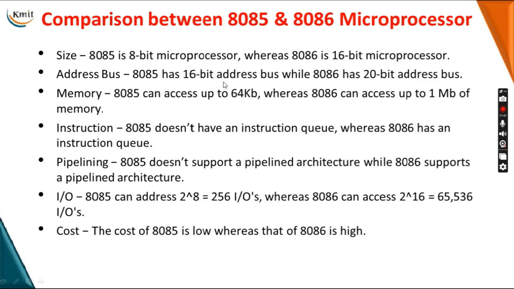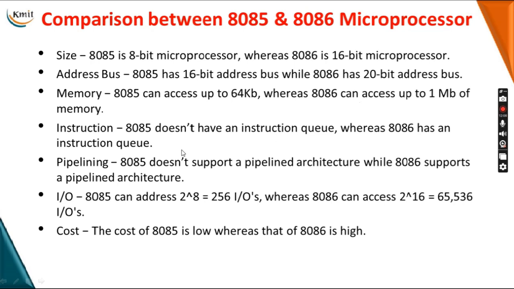Nothing but 2 power 16 address lines, 2 power 20 address lines, nothing but 65,536 address lines, and here 1 mega address lines. There is a small increment in your address lines so that more data can be stored in the 8086 processor. Memory, as you all know, 2 power 16 is 64 kilobytes, and the 8086 can have 1 megabyte of memory.